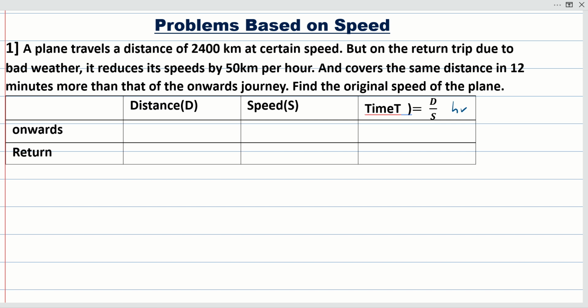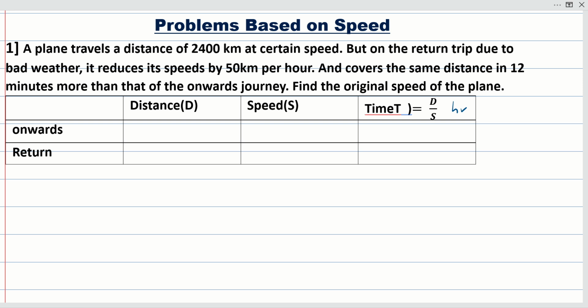Hello students, today we are going to solve word problems of quadratic equations based on speed, distance and time. So let us tackle the first sum. A train travels a distance of 2400 km at a certain speed.